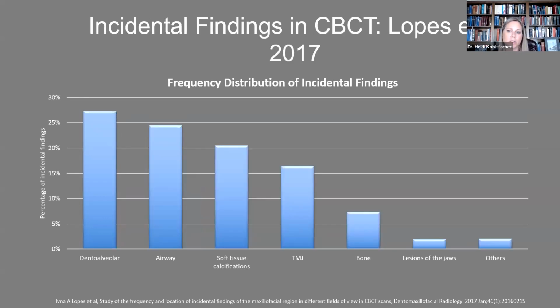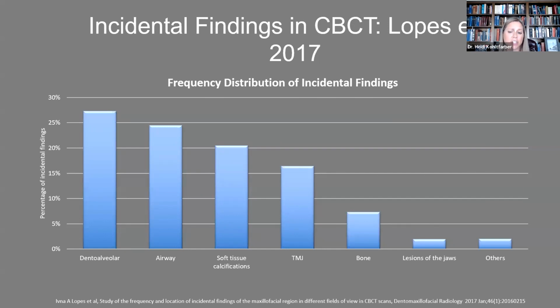And next we come to Lopez et al. in 2017. I think their average age was 37, but their entire cohort was anywhere between the ages of 8 and 91. What's interesting with these particular cases is they were all imaged for implant treatment planning. So you've taken your CBCT, you're looking at it for implants. What other things might you find? In this particular group, the number one thing they found was something within the dental alveolar region, followed by airway and soft tissue calcifications, and then TMJ bone and lesions of the jaws.